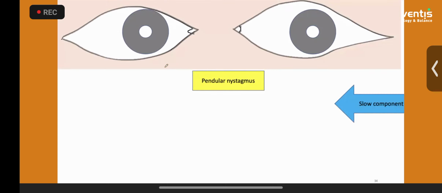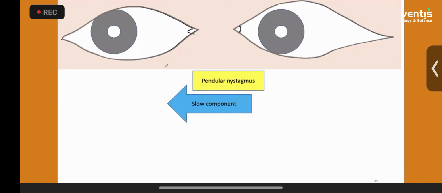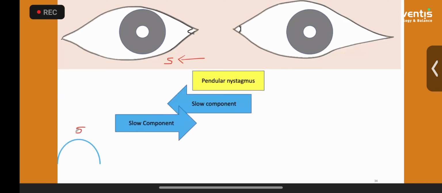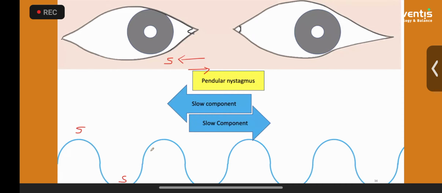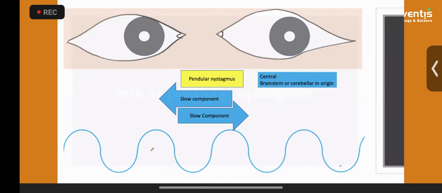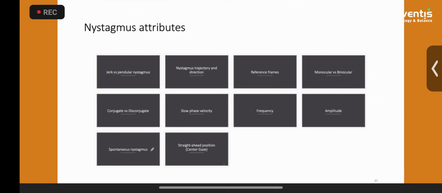Now let us look at the pendular nystagmus. So the slow component from left to right, and graphically it is looking like this, and there is another slow component from right to left. Okay, there is another slow component. So like this, this nystagmus will be seen, like the pendular nystagmus.